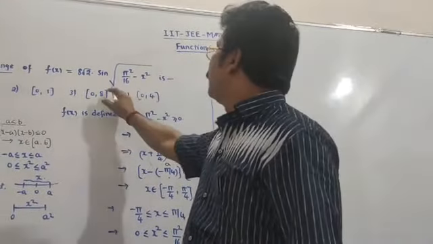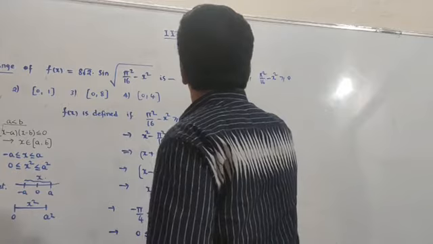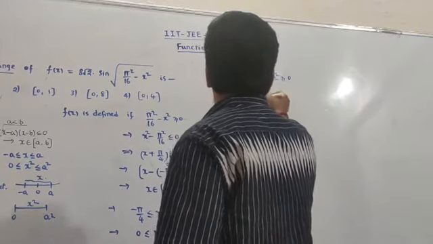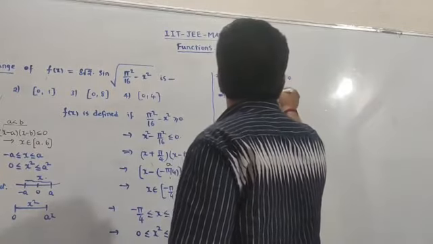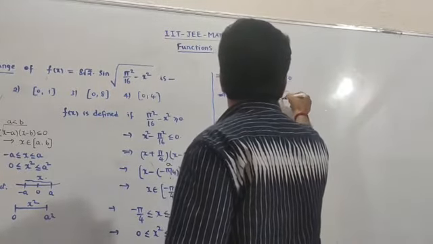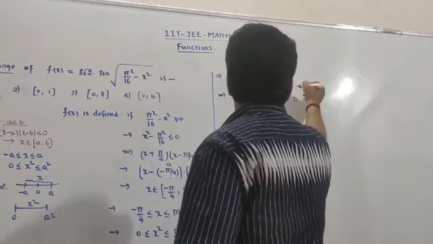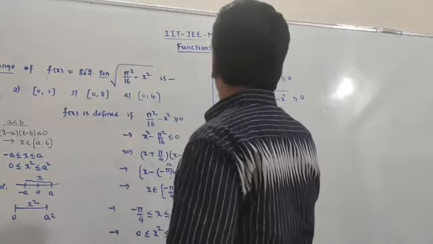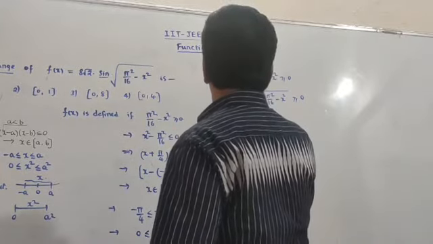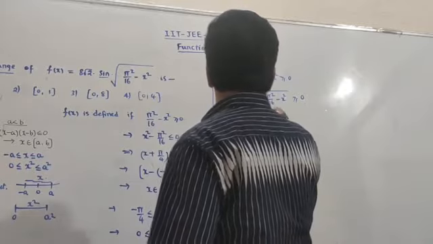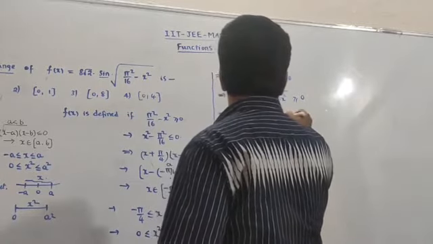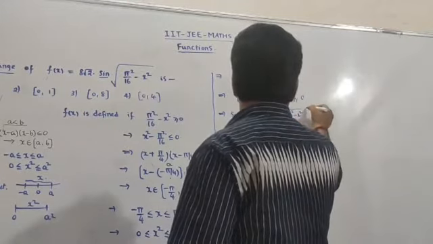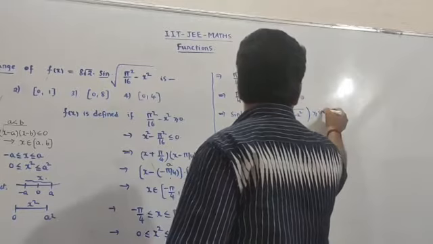Next we have to take root. So applying root, it is pi by 4 greater than or equal to root of pi square by 16 minus x square greater than or equal to root 0, means 0. Later we have to apply the sine function. So it is sine of pi by 4 greater than or equal to sine of root of pi square by 4 minus x square greater than or equal to sine 0.